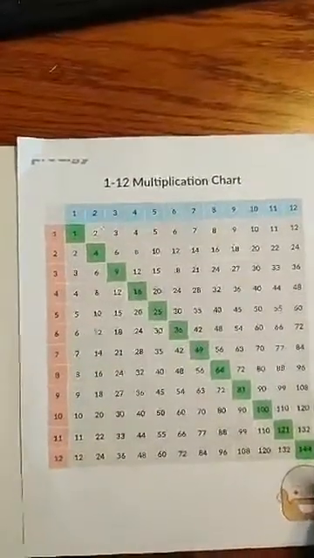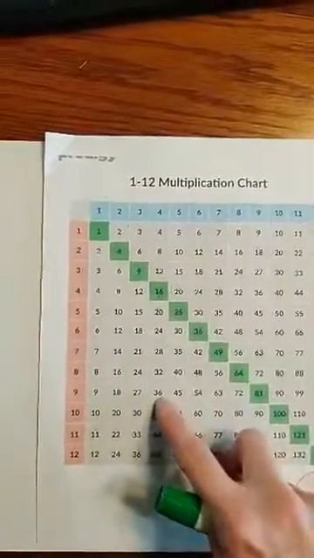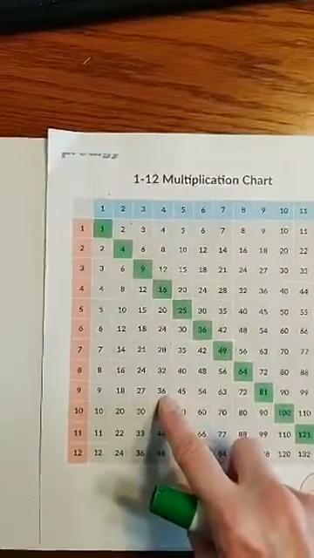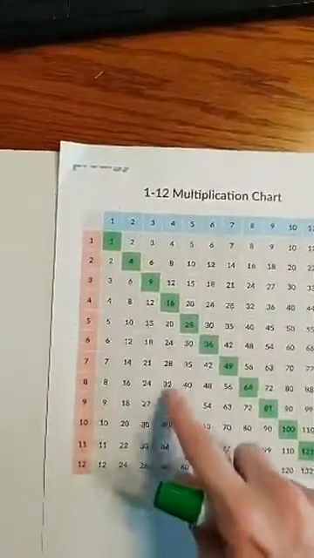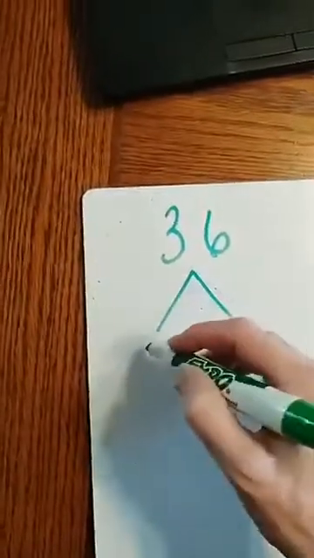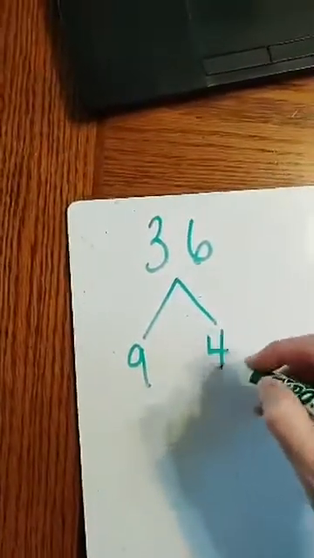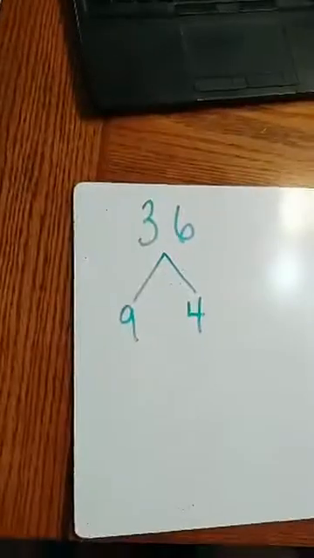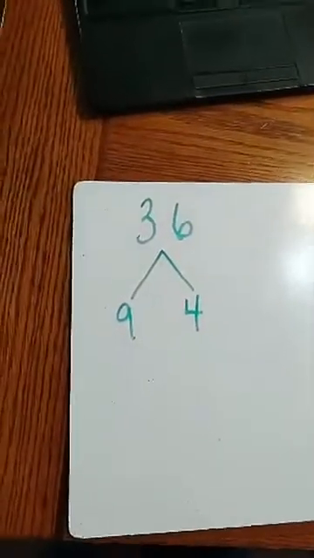And I'm looking for the number 36. Well, I see it right there. Okay, so what do I multiply to get that? I multiply 9 times 4. So I'm going to use those two numbers. Okay, and I'm making what we call a factor tree. I'm getting some factors and I'm going to get them down to prime factors.